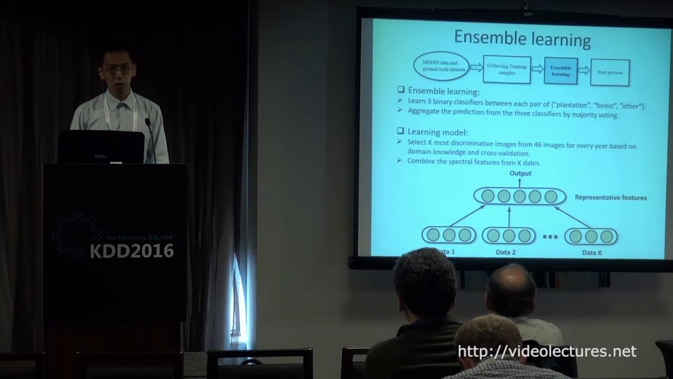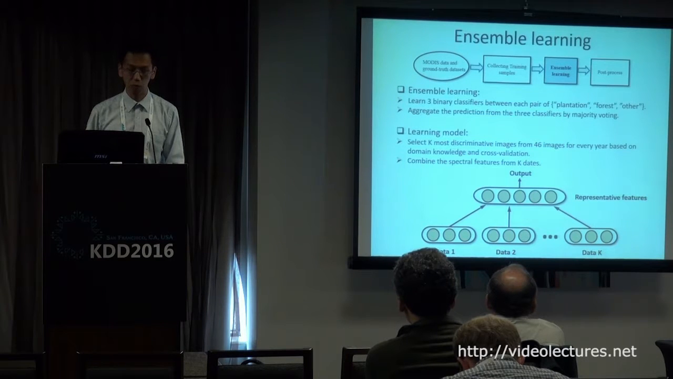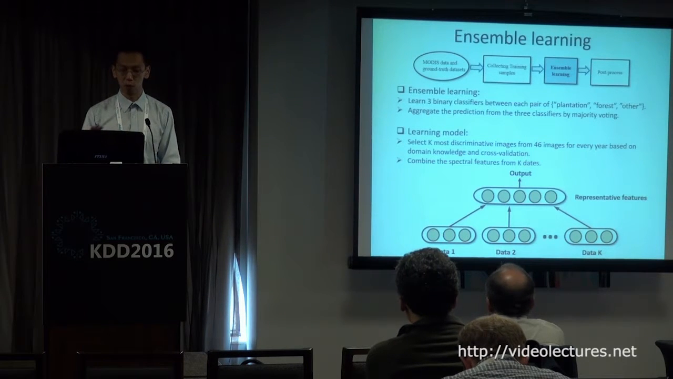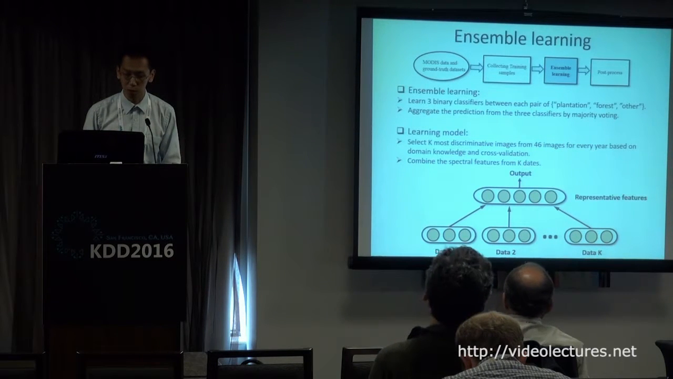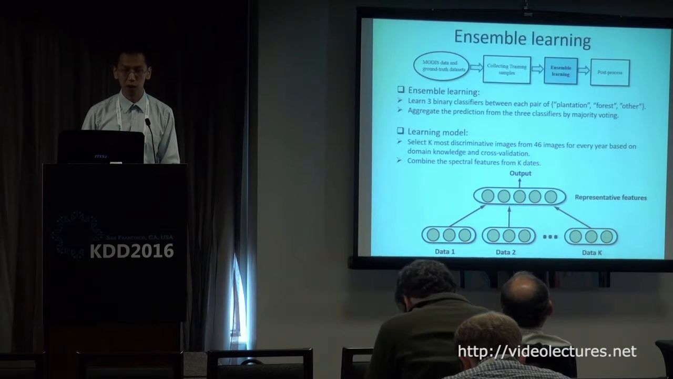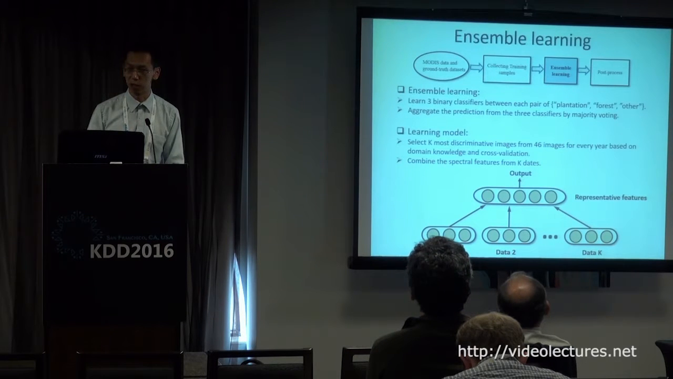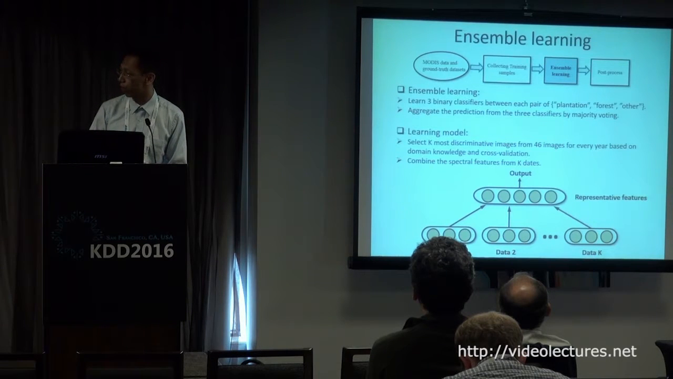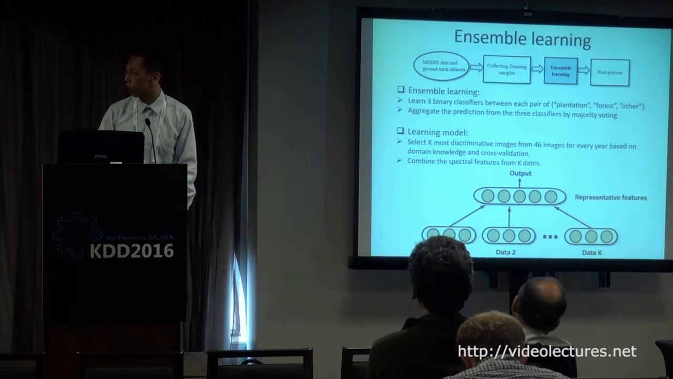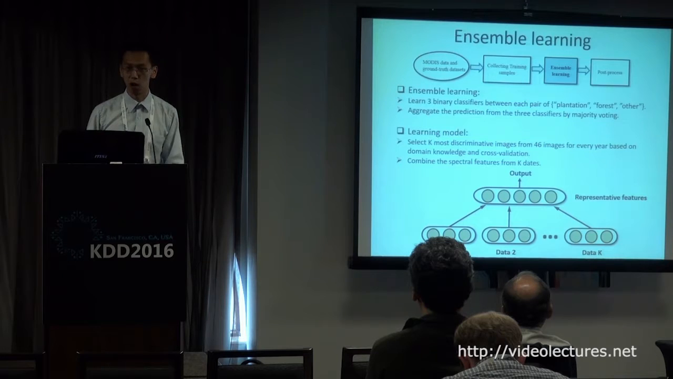With the collected samples, we use an ensemble learning framework to generate the classification output. Specifically, we learn 3 different binary classifiers, one for each pair of these 3 aggregated classes, and then aggregate the prediction results by majority voting. For each classifier, we first select the k most discriminative images from the 46 images available each year. Then we combine the multispectral data of these k dates and use a pre-training phase to extract the most representative features. And then finally, we generate the classification outputs.